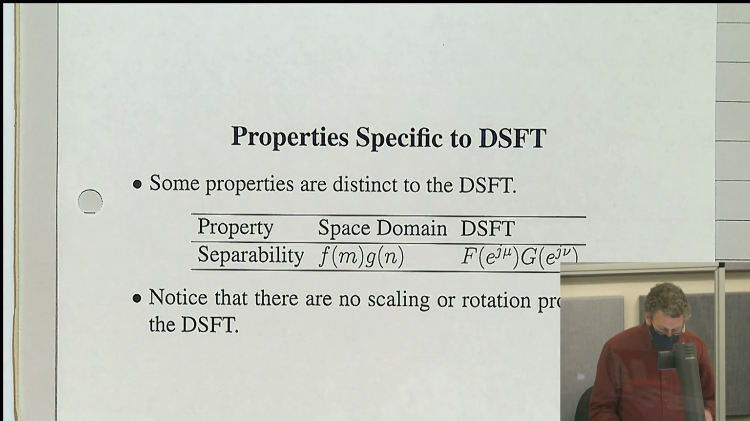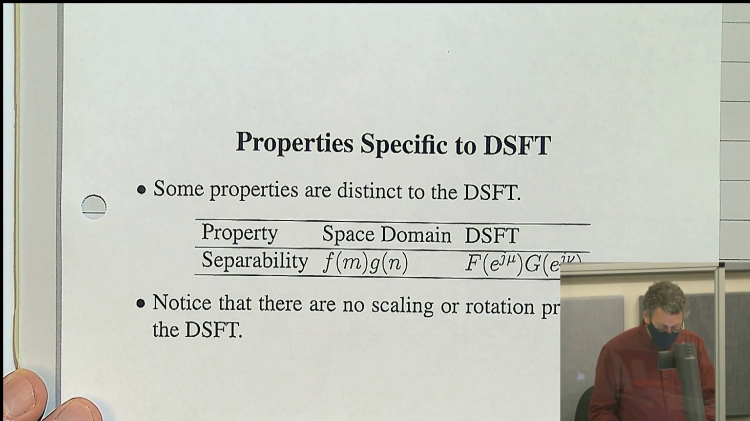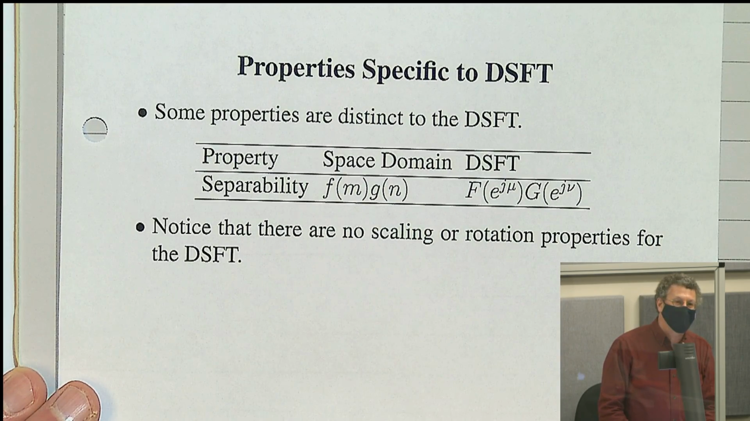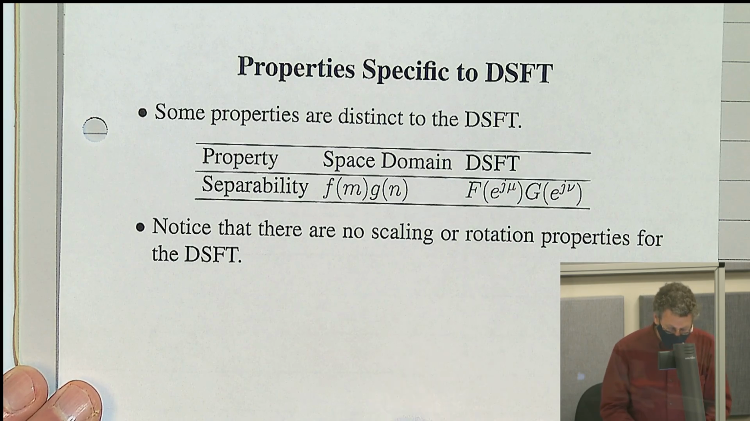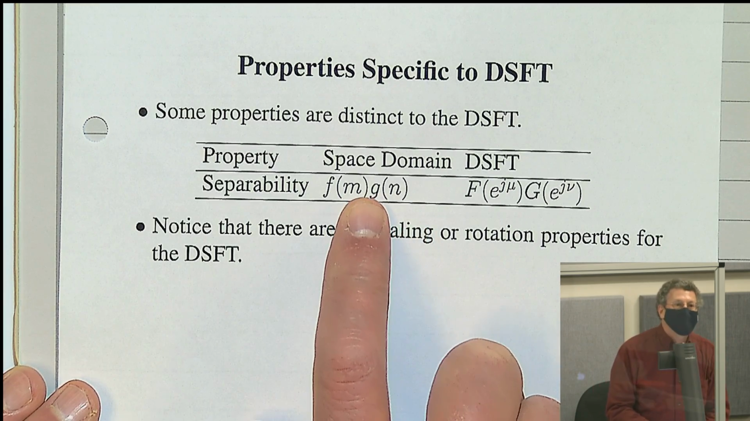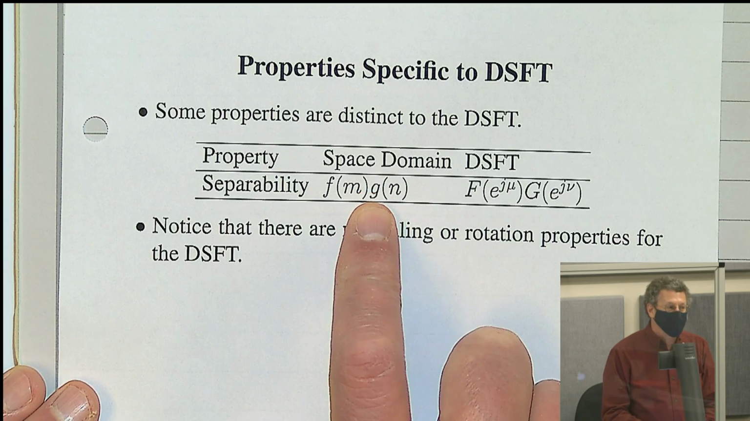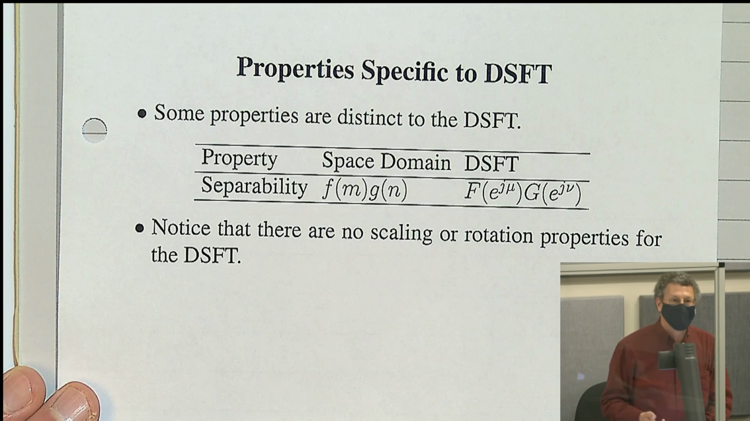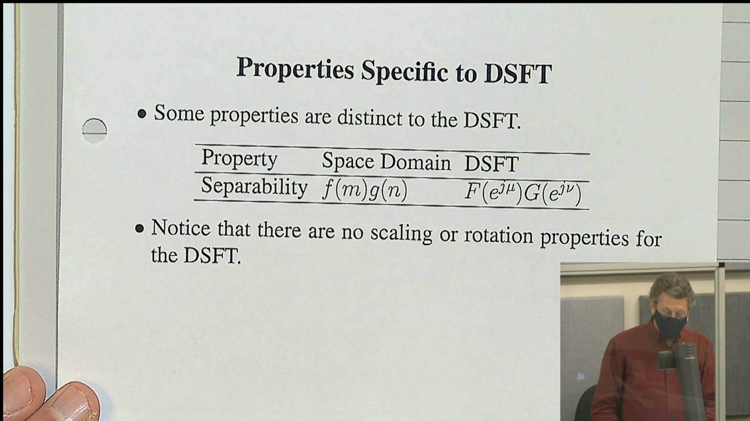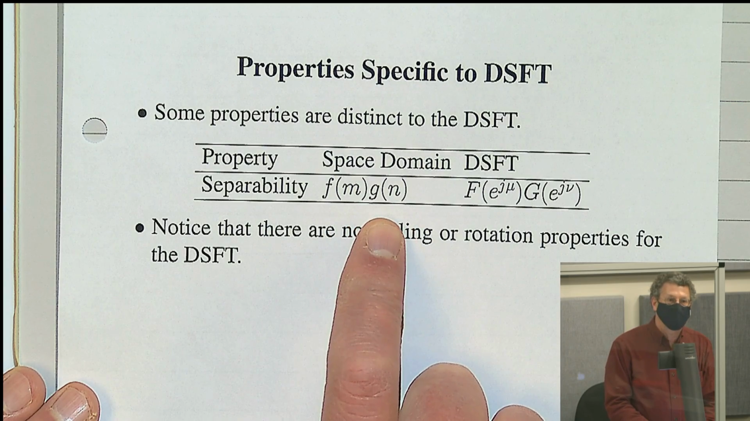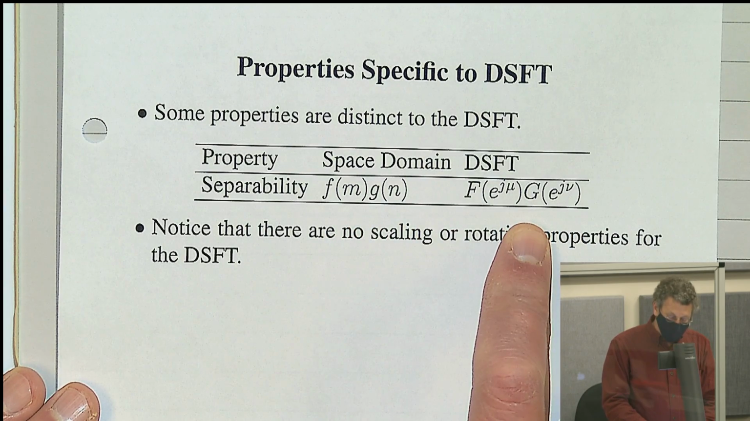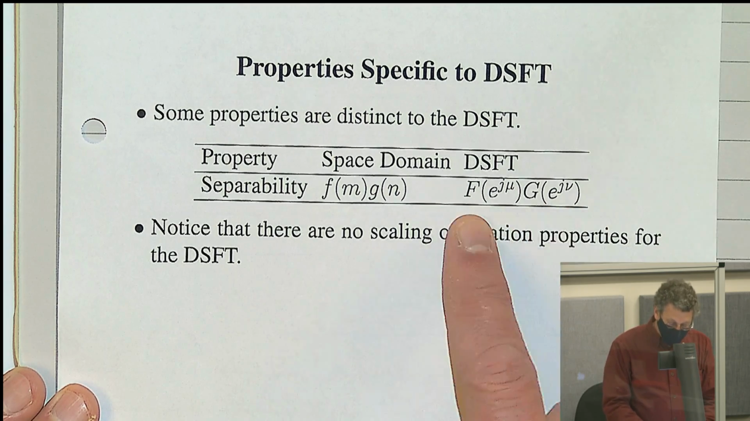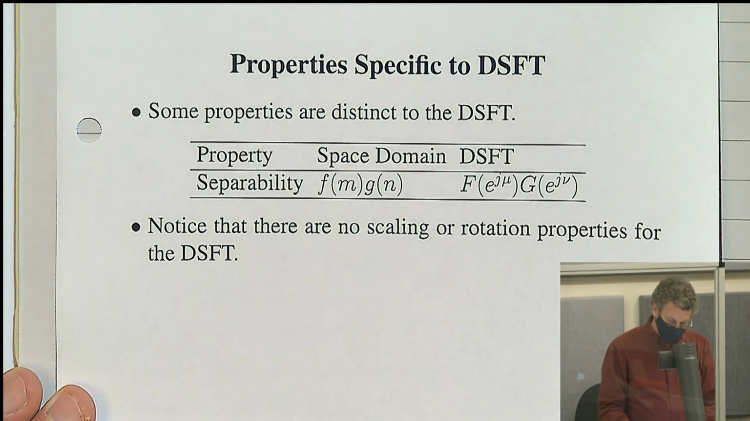There are some properties of the discrete space Fourier transform that are specific to the 2D nature of it, so they don't have an analog in the 1D time case. We say a function is separable if the 2D function is formed by the product of two 1D functions. We talked about separability for the continuous space case, and the same thing happens for the discrete space case. Then the 2D Fourier transform is the product of the two 1D Fourier transforms.